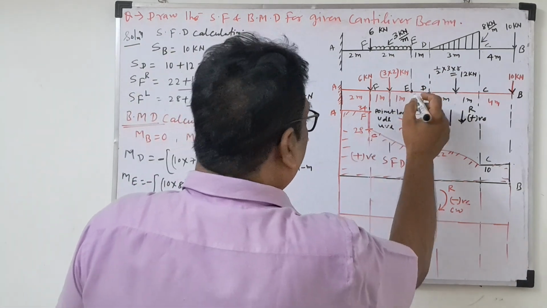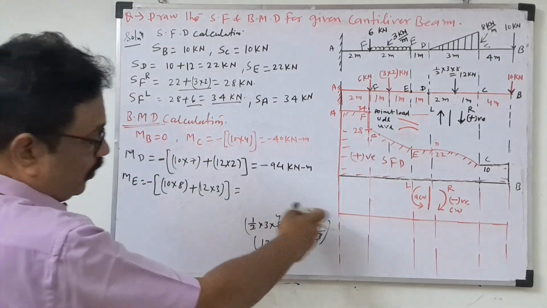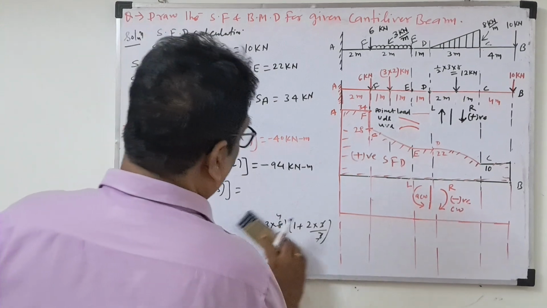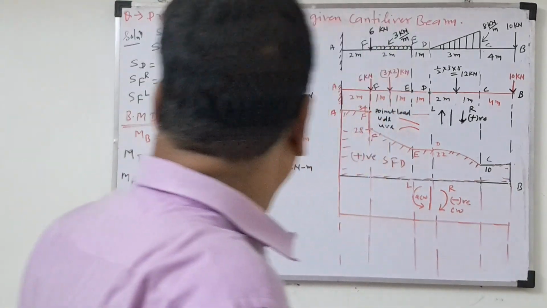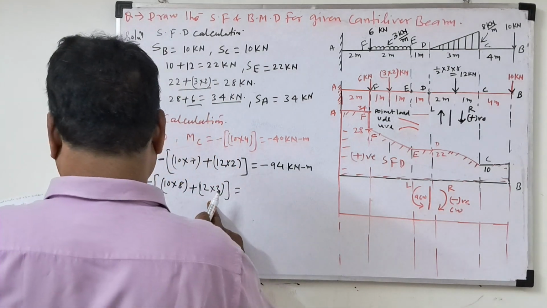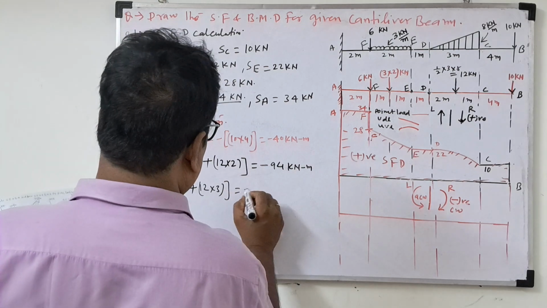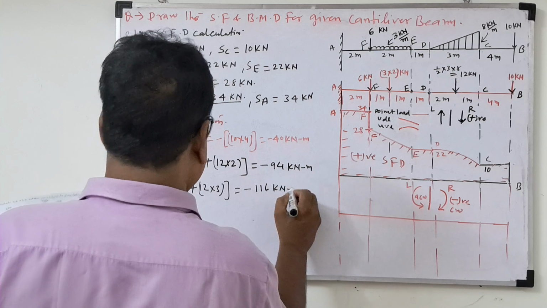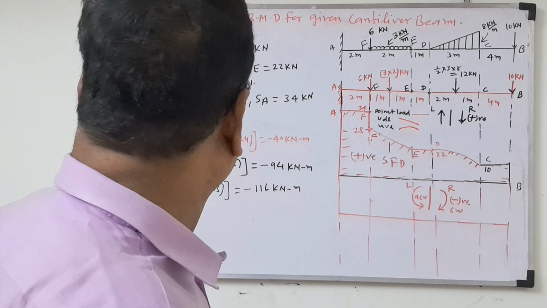point. Like this, now ME, MF, MA will vary. It will vary like this, okay? So each calculation also will be very simple, okay? So ME, what is the ME calculation? We got it here. 10 into 8, so 116 minus 116 kilonewton meter. So, okay, minus 116 kilonewton meter.